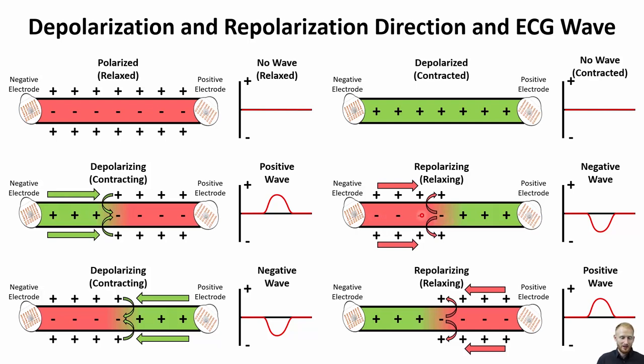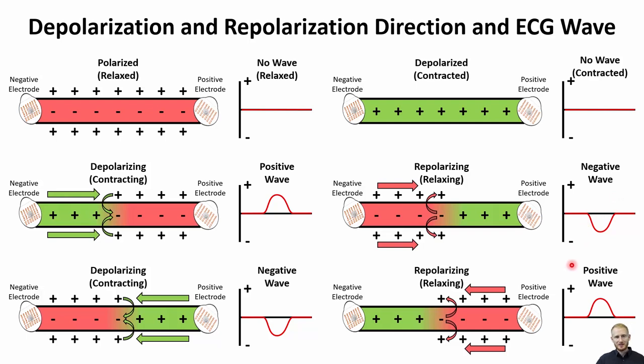So if we have a wave moving away from the negative electrode and to the positive electrode, and now remember it's a negative wave because the inside of the cell is becoming negative, that's going to look like a negative wave on the ECG, so a downward deflection.